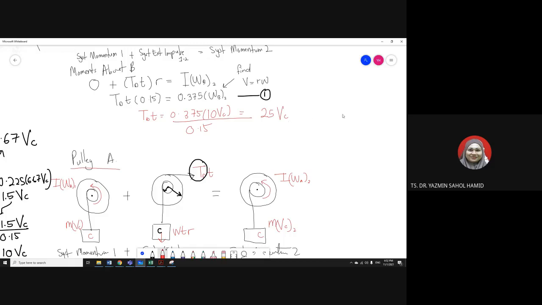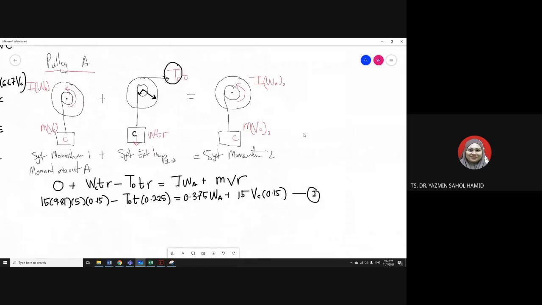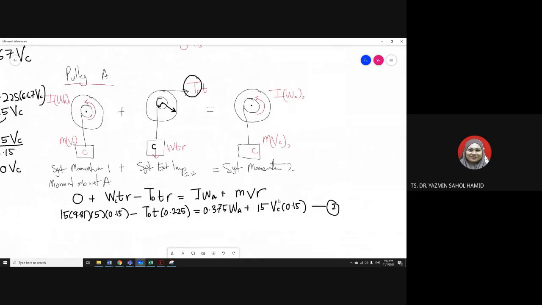Tapi tak apa. Nanti dululah. 25 VC ya. Kita biarkan dalam sebutan dulu. Okay. Kita turun bawah dulu. Nanti kita divide by T tu. Okay. So kat sini, can you please simplify this one?